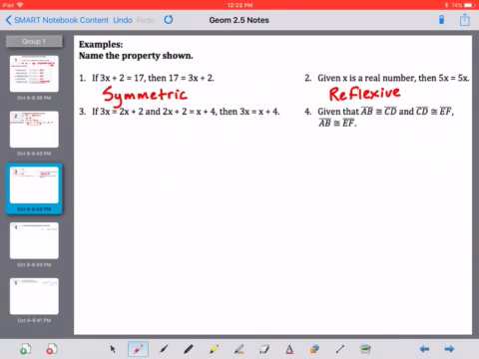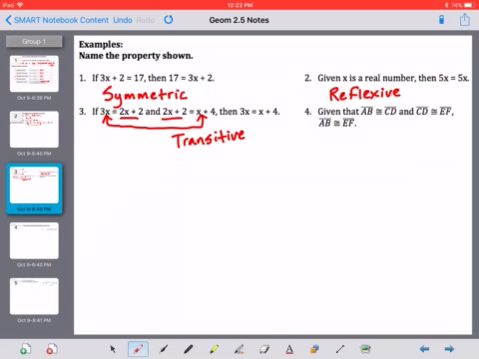Example 3: if 3x equals 2x plus 2, and 2x plus 2 equals x plus 4, then 3x equals x plus 4. If you look at this, 2x plus 2 is shared. And what they're saying is the first and last have to be equal to each other then. Remember, that's that transitive property. It's when you cut out the middleman.